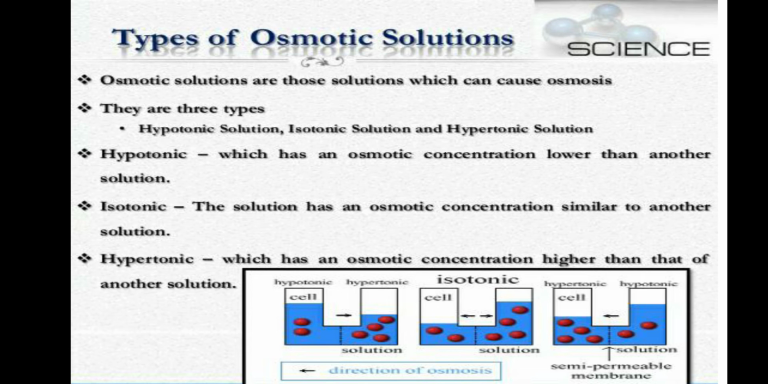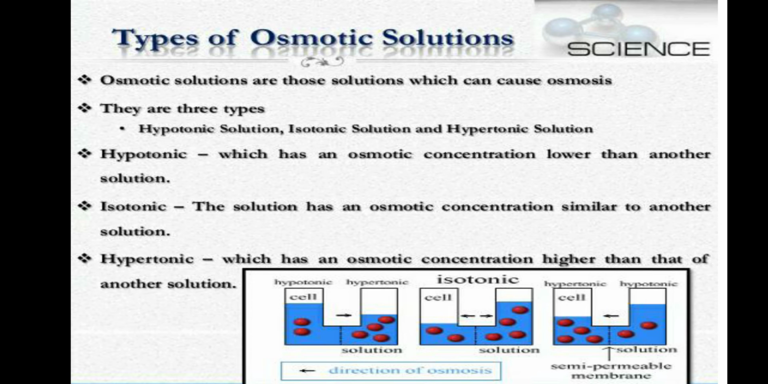Now what is hypertonic solution? Hypertonic solution is just the opposite of hypotonic. Hypertonic solution has an osmotic concentration higher than that of another solution. For example, hypertonic solution has more solutes and less solvent. If we put 20 spoons of salt in a glass of water, it will act as a hypertonic solution. Now what will happen if we place a cell in hypertonic solution?